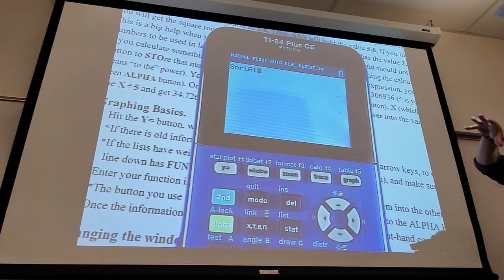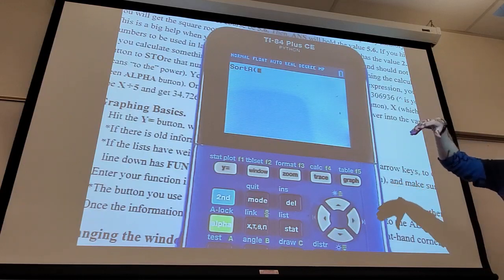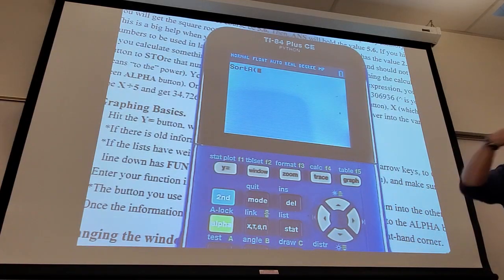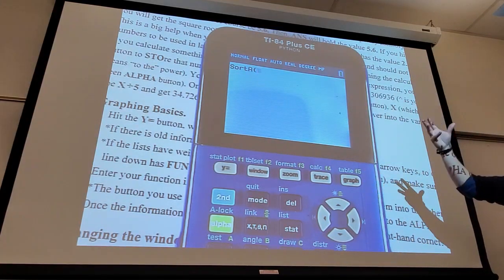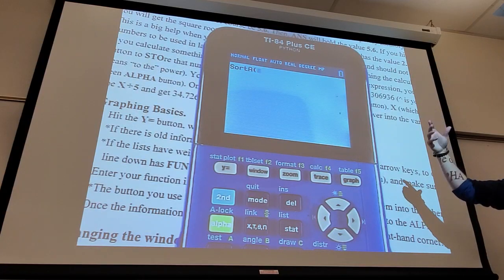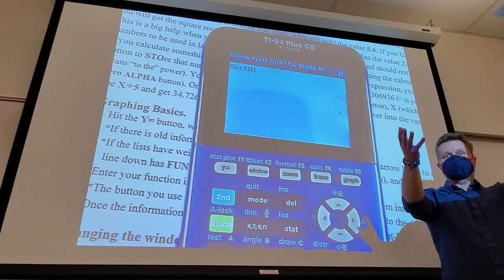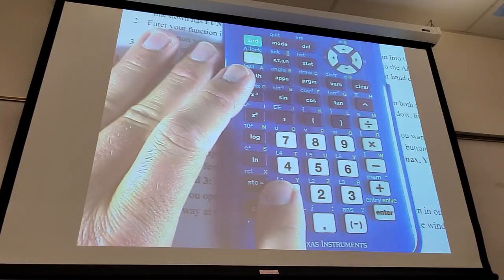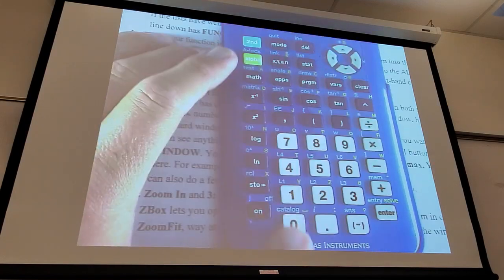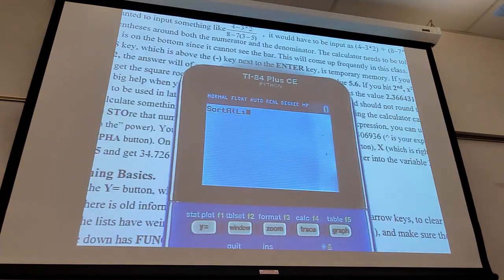Now in math, it needs an input, like f of x, f of 7. So I have to tell it which list. Well, that's really loud. And I want to tell it list 1, because that's where we put the information. So do you see how above the 1, there's a list 1? Yeah. So I'm going to hit second 1. So I'm going to tell it to sort list 1.